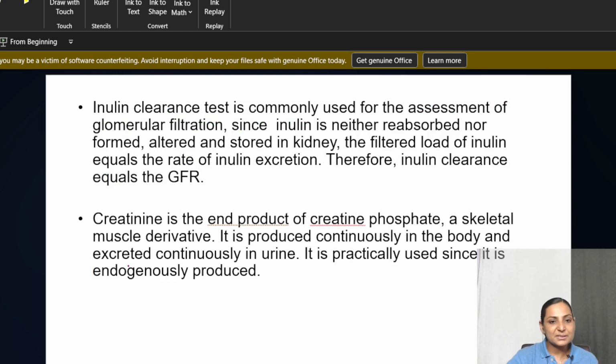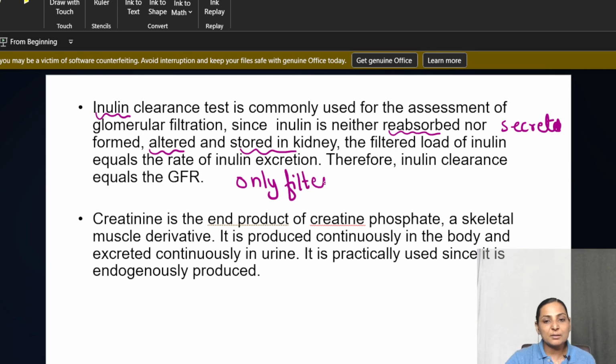The substance which is taken for the glomerular filtration rate is inulin, because inulin is a substance that is neither reabsorbed nor secreted. It is not stored in the body, it is not altered, it is not formed. It is only filtered. It is not disturbing anything else in the body because it is not even metabolized. Therefore the inulin clearance is equal to GFR, which is 125 ml per minute.